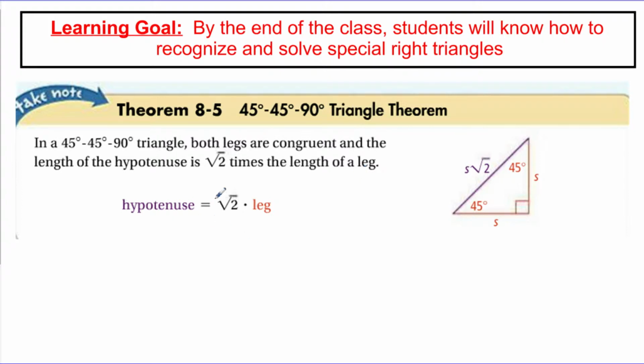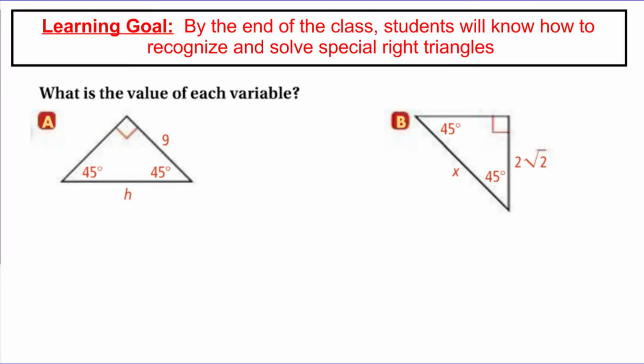So for example, here's a simple one. If I called this 6, then this other leg would also have to be 6. And that would make the hypotenuse just 6 times the square root of 2, which we're not even going to multiply out. We'll just leave it as 6 square root of 2. And that would be my problem there. So let's apply this and see what we mean when we use this property.